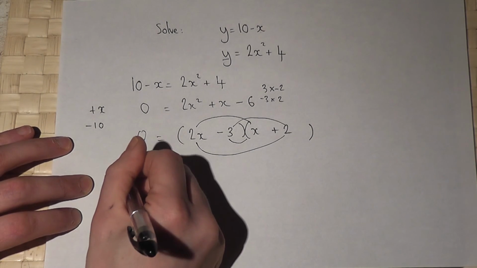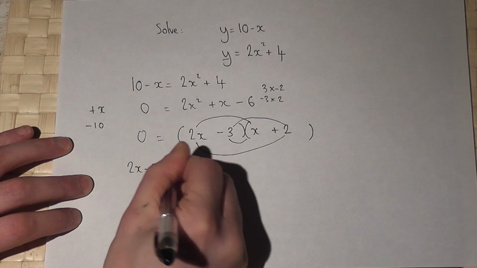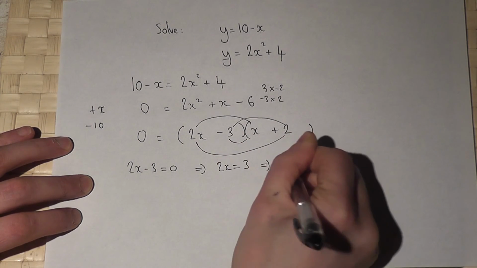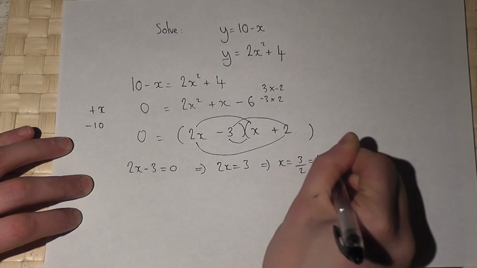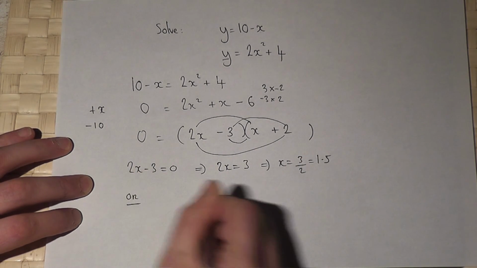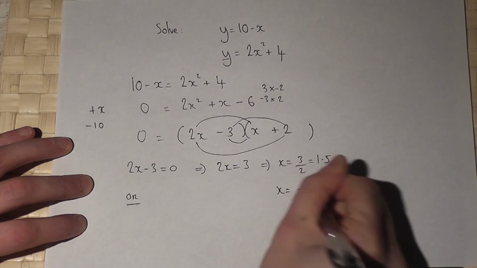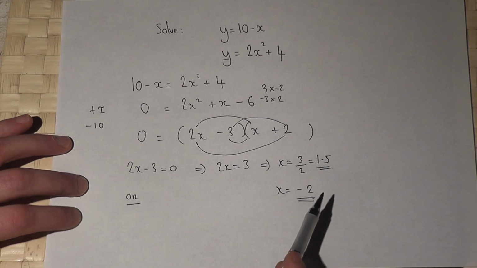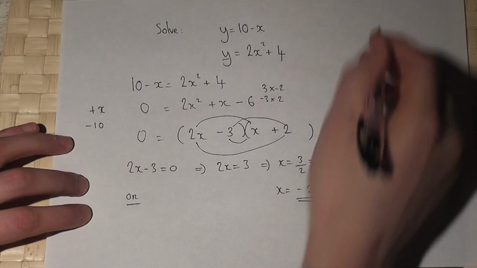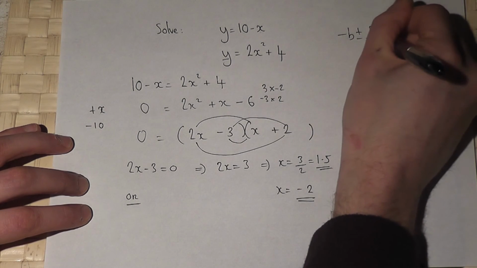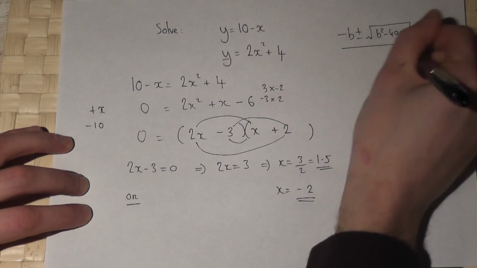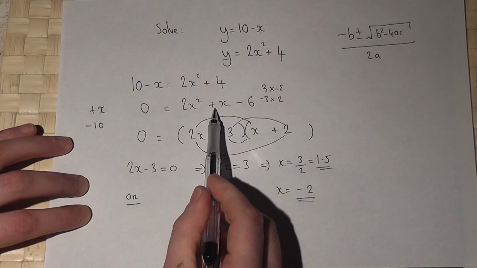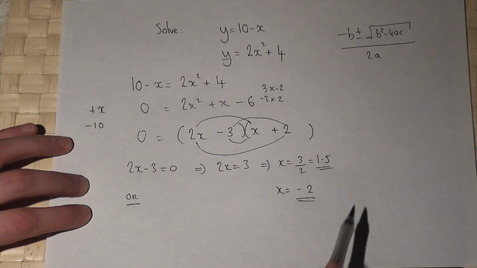So, either 2x take 3 equals 0, so 2x equals 3, therefore x equals 3 over 2, which is 1.5, or x equals just a minus 2. So they're my two solutions for x. If you don't want to factorize, then you could use the quadratic formula to solve that equation, where a is 2, b is 1, and c is minus 6. We get the same two solutions.